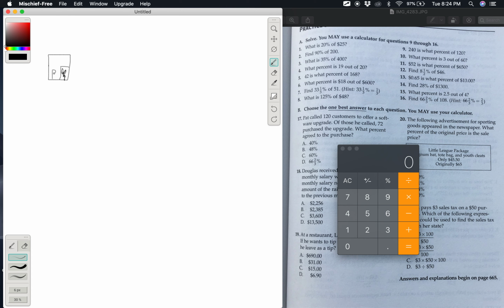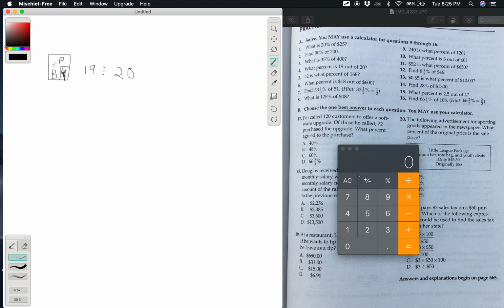The base goes here. So this time we have the part, guys, divided. So part divided by the base. So the part is, what percent is 19 out of 20? So we have 19 here, which is the part, and it is divided by the base. When you divide a smaller number by a larger number, you're going to get a decimal number. So 19 divided by 20.